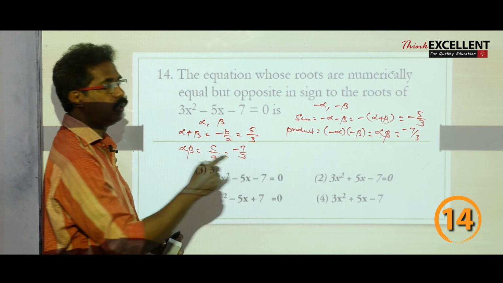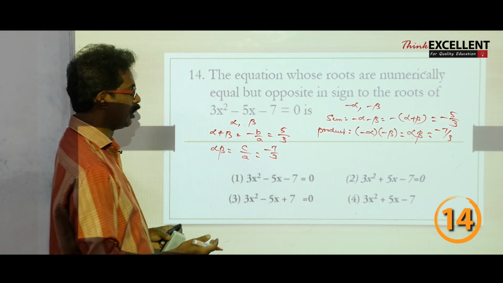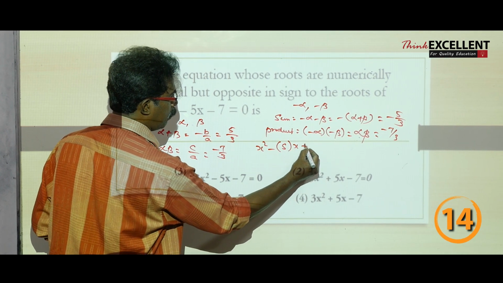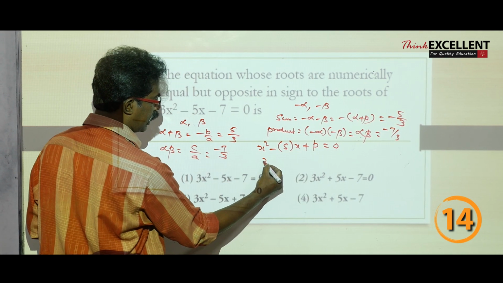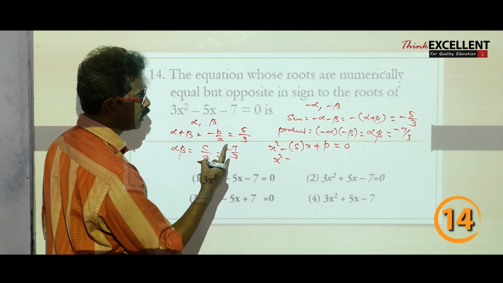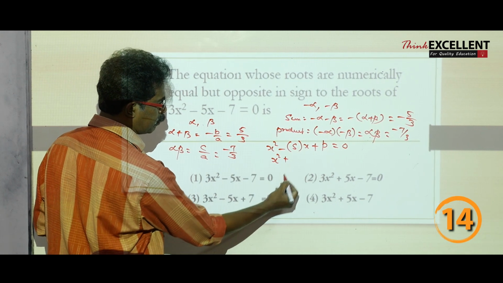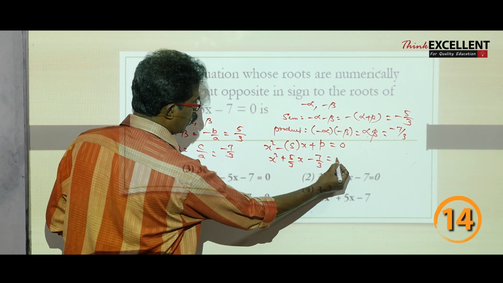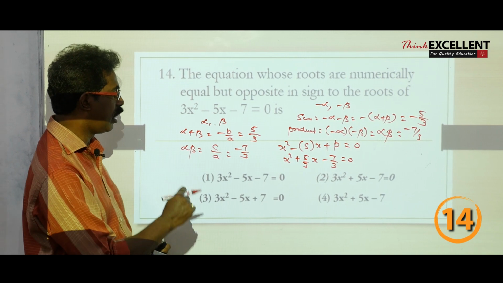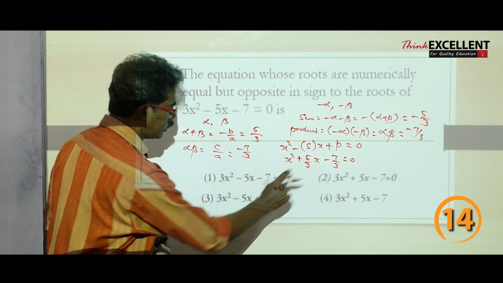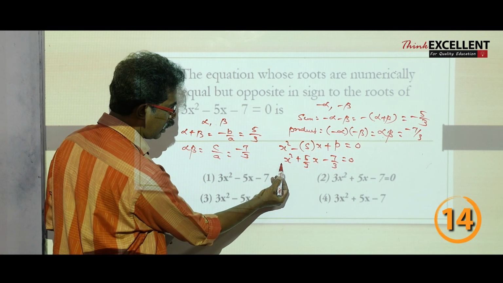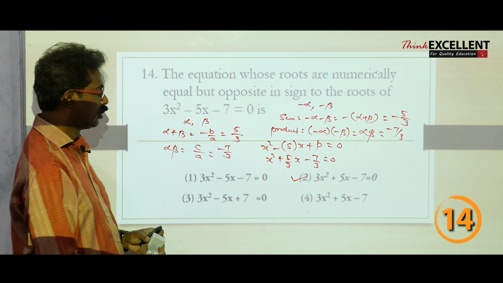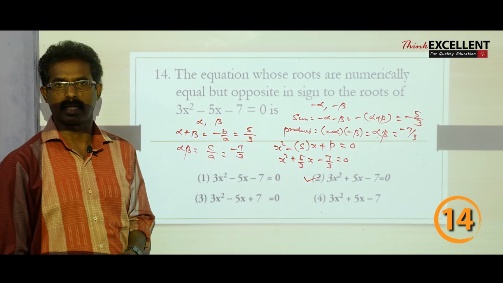Now, with these two, you have to frame the new equation. You know how to frame the equation: x square minus sum of the roots into x plus product equal to 0. X square minus sum of the roots, which is minus 5 by 3, so minus minus, plus 5 by 3 into x, plus product, minus 7 by 3, equal to 0. If you multiply every term by 3, because the denominator is 3, you will get 3x square plus 5x minus 7 equal to 0, because these 3's get cancelled. So, the second option is the correct answer.